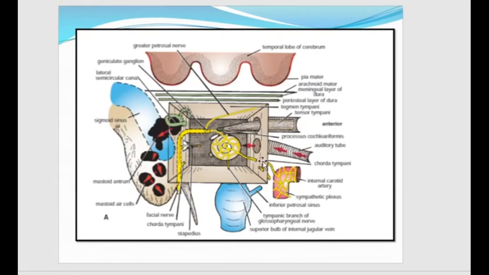See, the anterior wall is related to the Eustachian tube. The posterior wall is related to the mastoid air cell system. Superiorly, the roof is related to the middle cranial fossa or the temporal lobe of the brain. Inferiorly, it is related to the jugular bulb, which is the internal jugular vein.